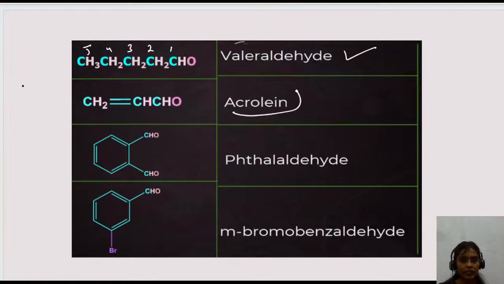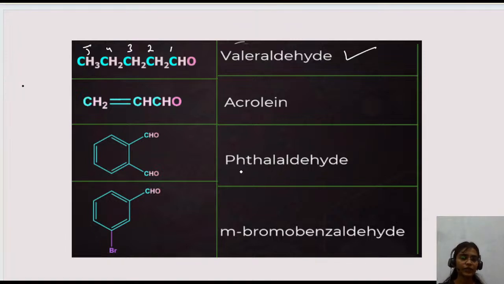This is acrolein. Maybe it's not that important here, but it's really important for polymer chemistry. Acrolein. Maybe you already know the PAN, polyacrylonitrile. Okay, leave that. It's an environmental chemistry part. You maybe have not covered that. Okay, look at this.